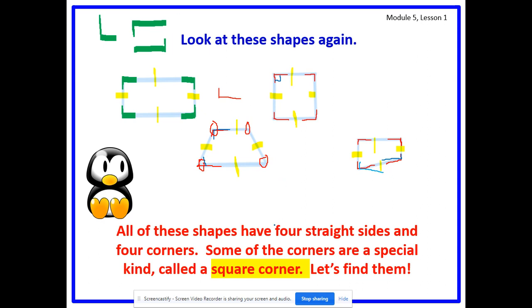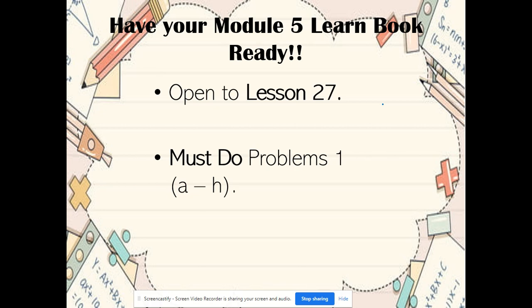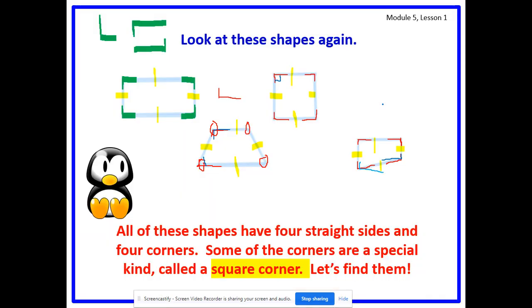So make sure you're on the lookout because some shapes have special corners. They make the shape of an L. Okay? So today we learned that we can describe a shape by its attributes. That means by how many sides it has or by how many corners it has. So that's what we need to look at today.